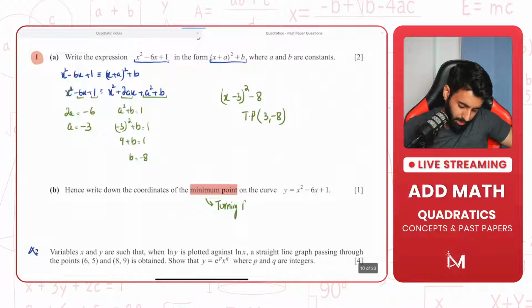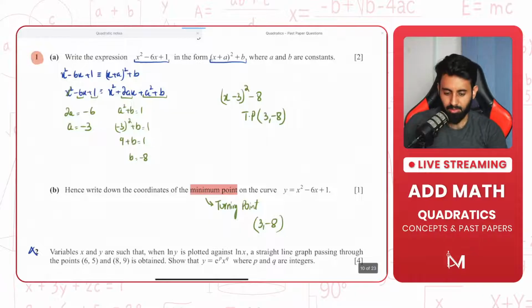So what are the coordinates of the turning point of this curve? 3 comma minus 8. There you go. That's the answer. You can expect questions like these. They come very often, where you're supposed to first bring it into completed square form, and then you're asked to write down the coordinates of the turning point, the minimum point or the maximum point, depending on the nature. Not minus 3 and minus 8, 3 and minus 8.